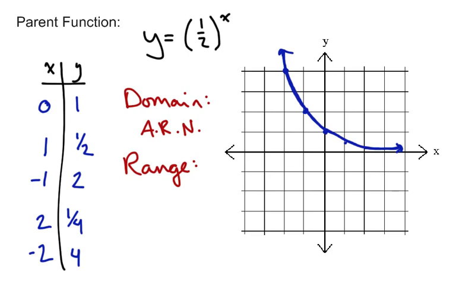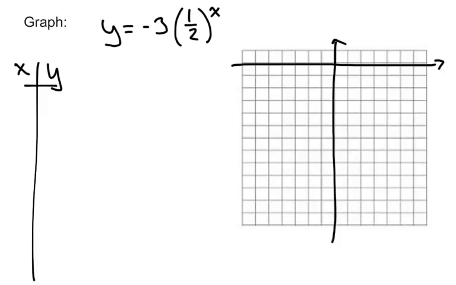We see that this thing is going to get smaller and smaller and smaller, but it's never going to get negative. So there's this horizontal asymptote right here at y equals 0. So the range, since the graph stays above this line, the range is going to be that y is greater than 0. What happens when we start messing with the function?